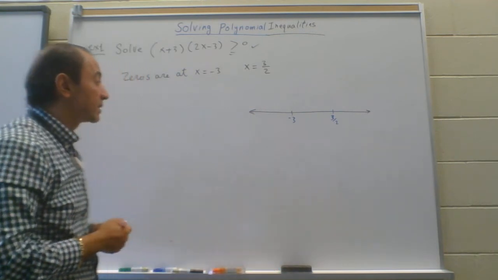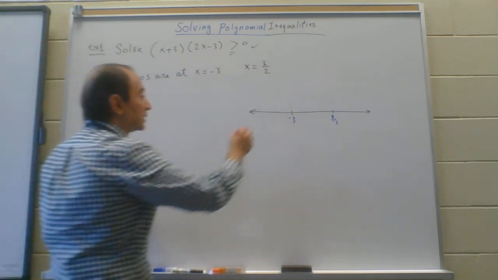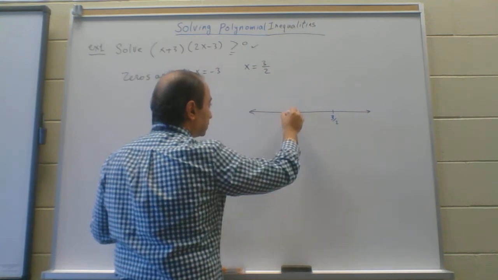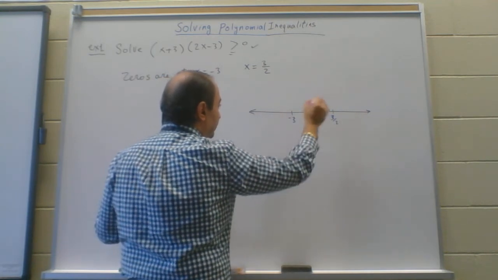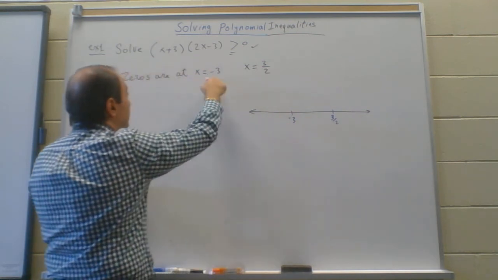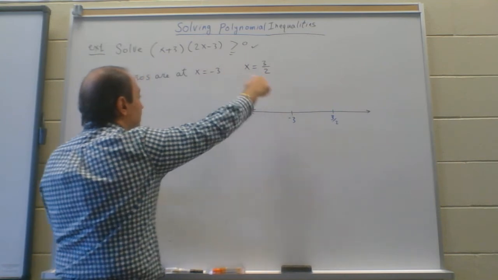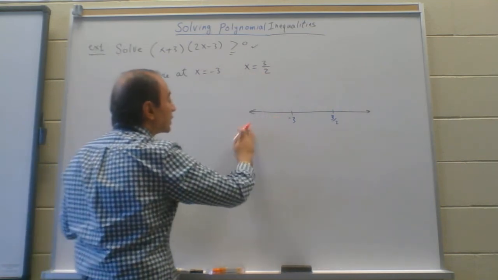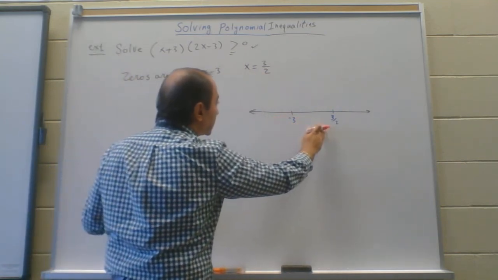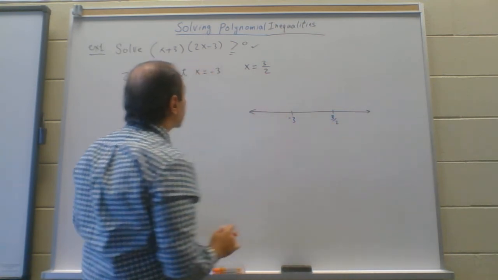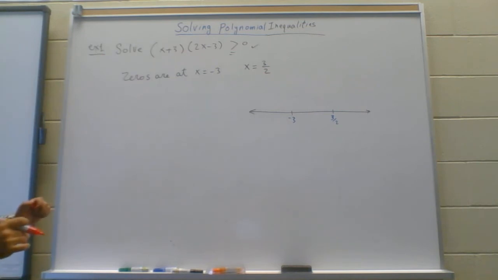What do we mean by testing each interval? I know that in here the function is 0. The y is 0, here and there. Because at x equal negative 3, this will be 0, at x equal 3 over 2, this will be 0. I need to know before that and after that. Is the function positive or negative? So all I'm caring about is to know the sign of the function.